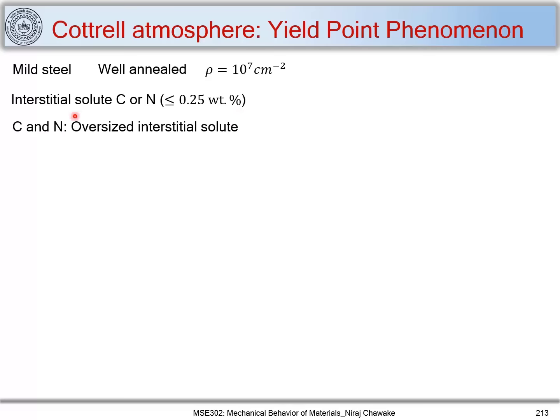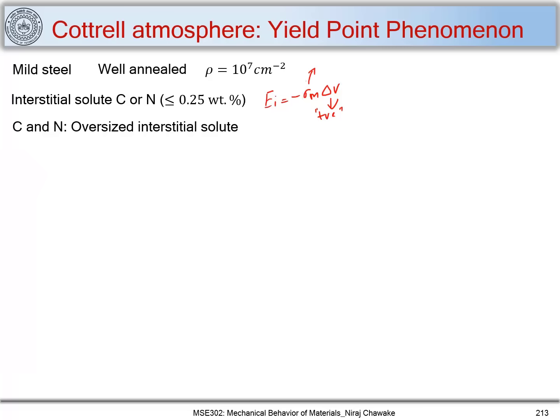Now this carbon and nitrogen are oversized interstitial solute atoms. And we have seen when we have oversized interstitial solute atoms, the change in the volume, the split volume, will be more, that is delta V will be positive. Let us write in terms of an interaction energy. This EI is equal to minus sigma m into delta V, and delta V is positive in case of carbon and nitrogen. Sigma m is the hydrostatic stress field around an edge dislocation, and when sigma m is positive, this EI, that is interaction energy, will be negative.